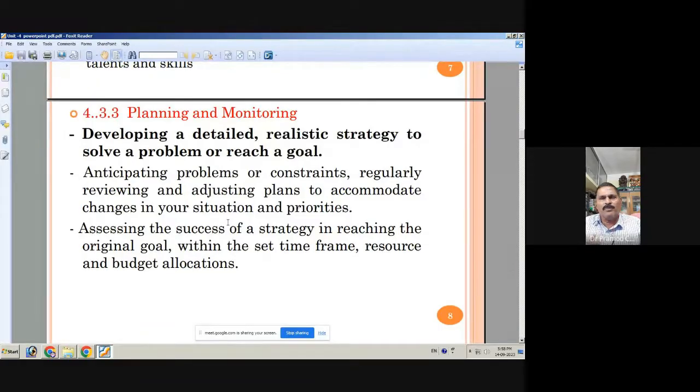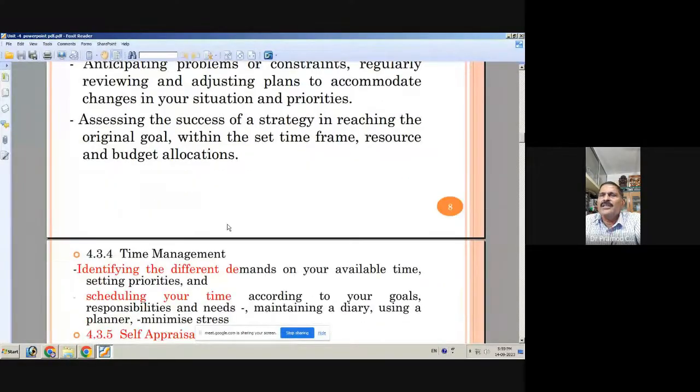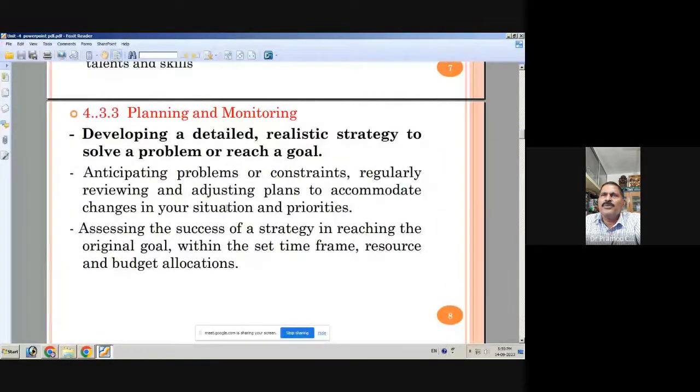And if planning is good, your work is half done. So assessing the success of a strategy in reaching the original goal, we will have to set a time frame. We'll have to think about the resources, and we must think about the budget allocation. So after considering all these things, we can achieve success in any work. That is the management of yourself.